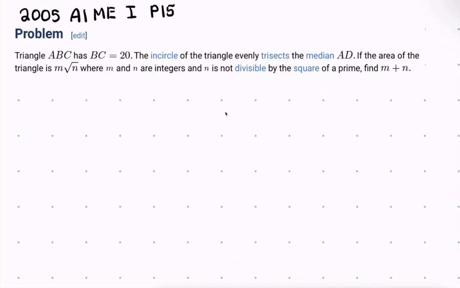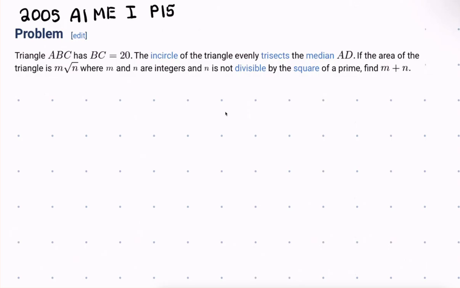Hi everyone, today let's go over the 2005 AIME I problem 15. The problem reads: triangle ABC has BC equal to 20. The incircle of the triangle evenly trisects the median AD. If the area of the triangle is m root n, where m and n are integers and n is not divisible by the square of a prime, find m plus n.